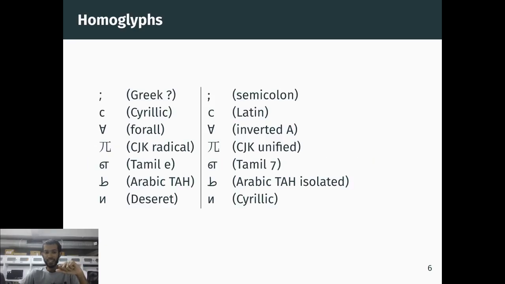Here I have collected a few homoglyphs together. So the letters which appear on the same row are homoglyphs. As you can see, there's little to no difference between them. And this is only a very, very few select homoglyphs. You can find lots and lots more online.